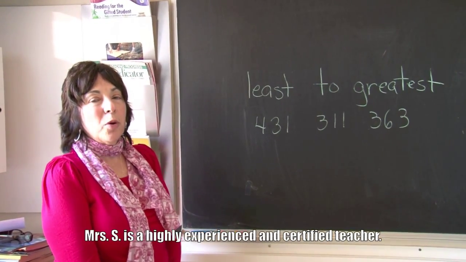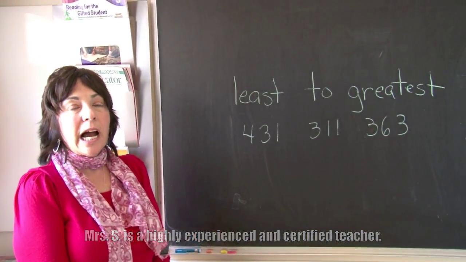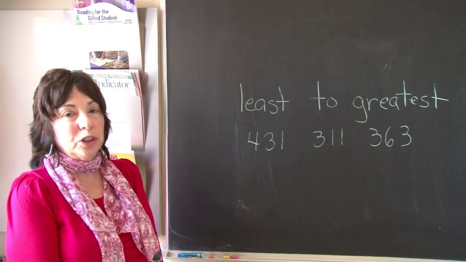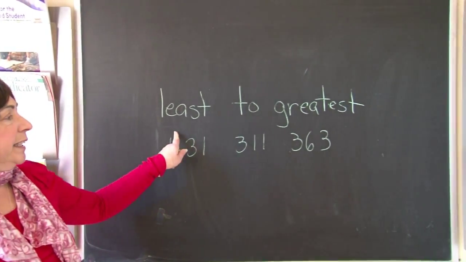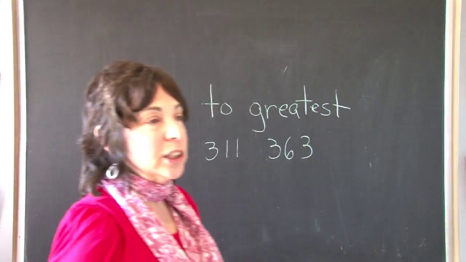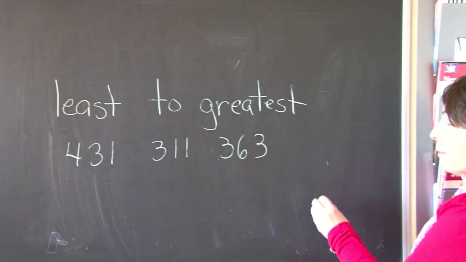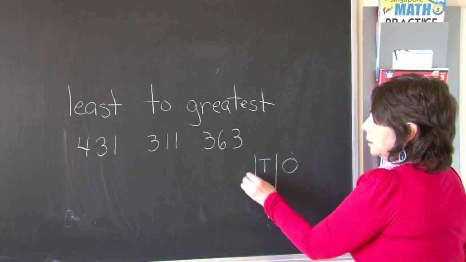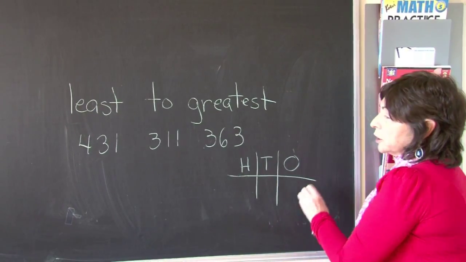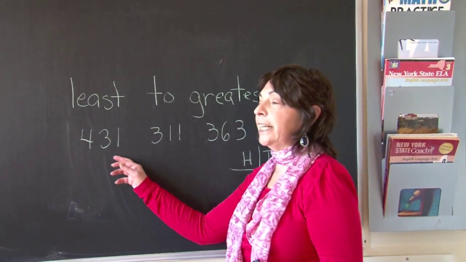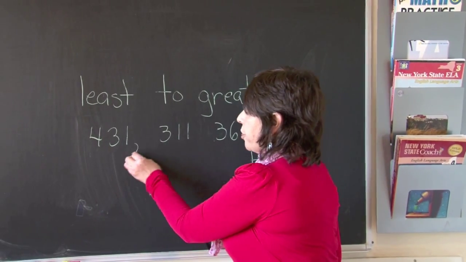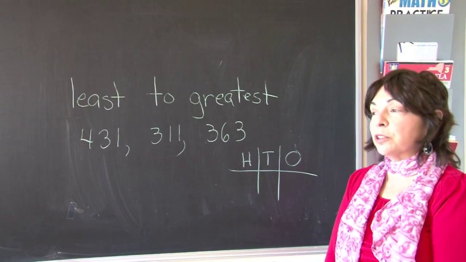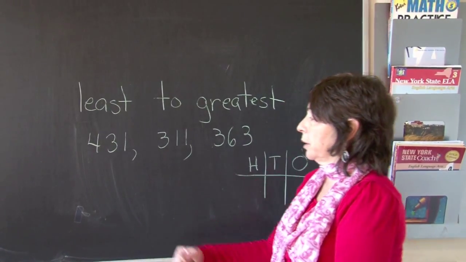Boys and girls, before we look at question number 4, I would like to explain it to you so it is so easy for you to do. This says least to greatest. Let's look at this. Let's do our columns again. Ones, tens, hundreds. Boys and girls, when you are looking at a 3-digit number, and these are all 3-digit numbers, the one with the greatest number of hundreds is the largest number.